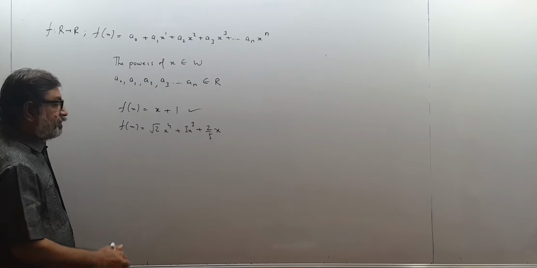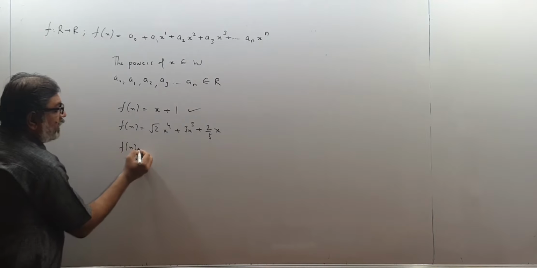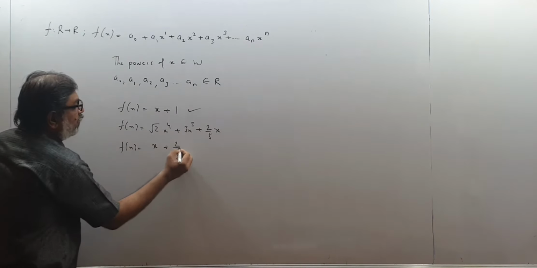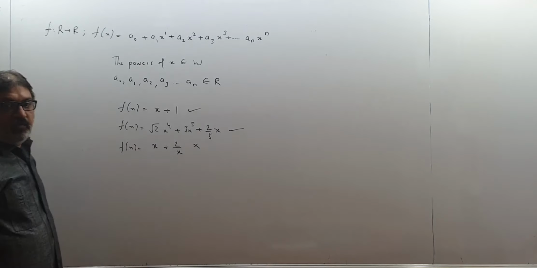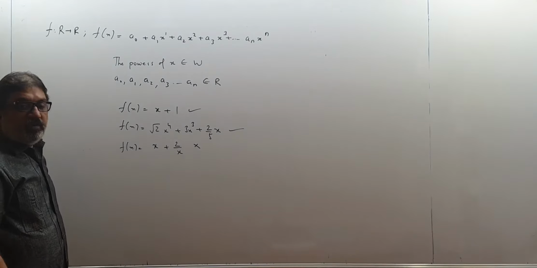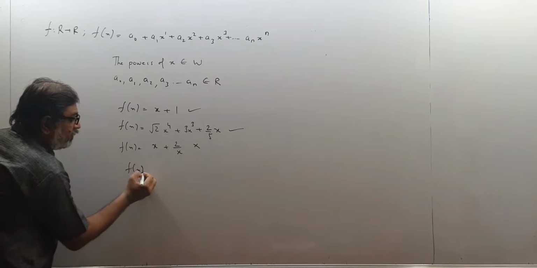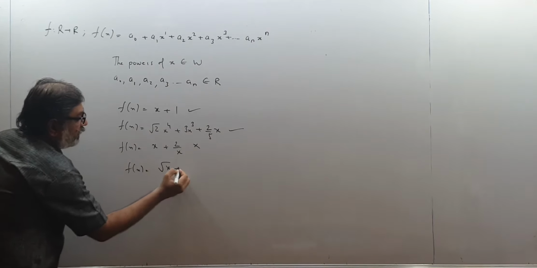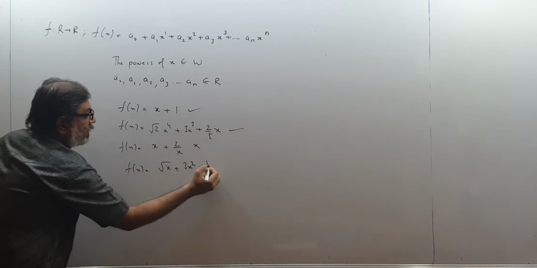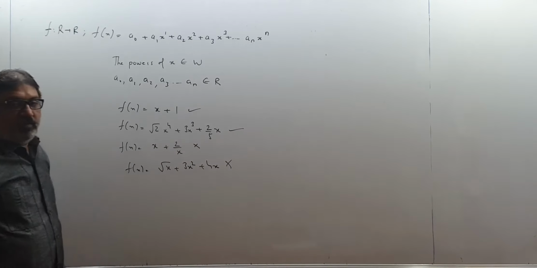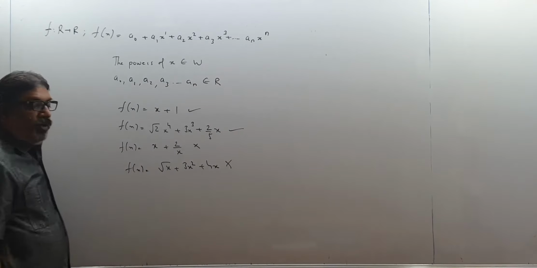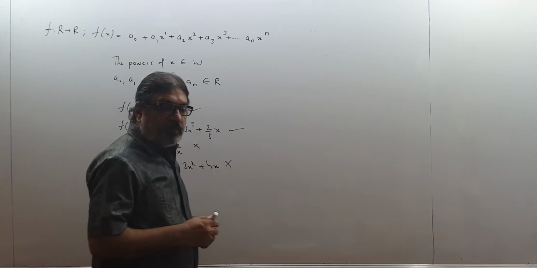They are whole numbers. If I write f(x) as x plus 2 upon x, this is not, because here x becomes raised to minus 1. So this is not a polynomial function. If I have f(x) equal to root of x plus 3x squared plus 4x, this is not again, because here x raised to half is coming. So this is not a polynomial function, that you understand.